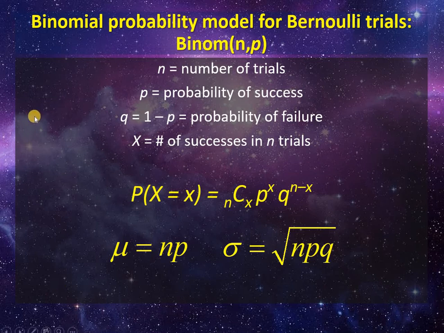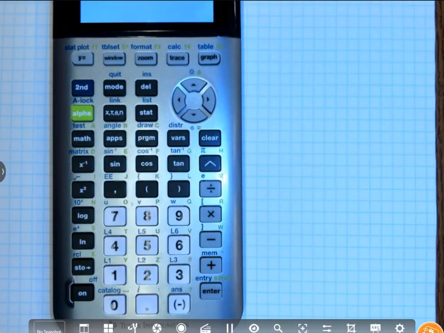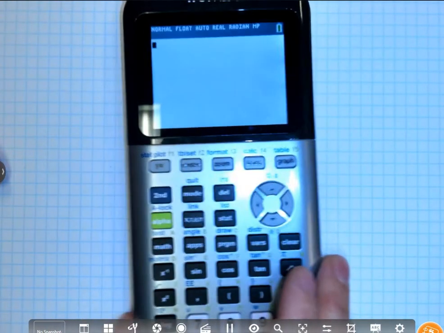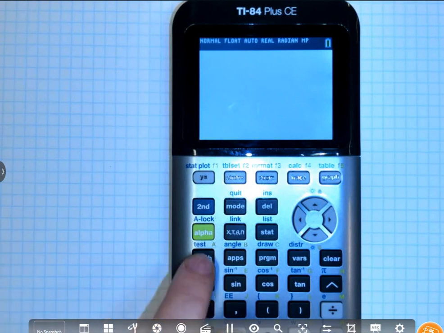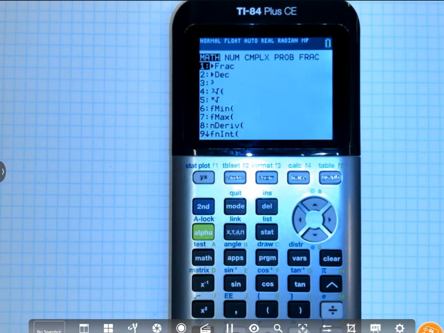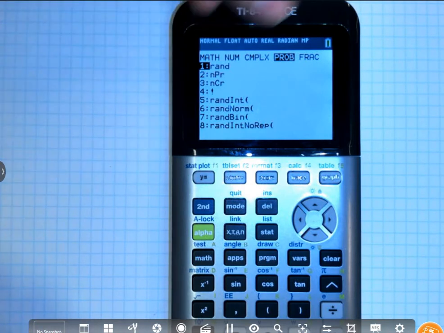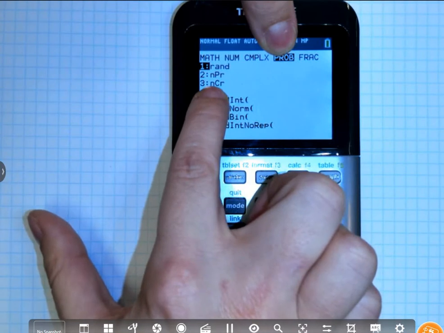Okay, you guys get that written down? Let's grab our calculators. Anybody want to try to guesstimate where I might go? Oh my gosh, I hit the math button. Oh, you've seen this before. Probability, and then there's your nCr.